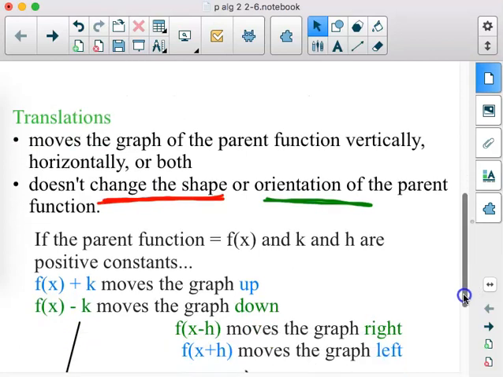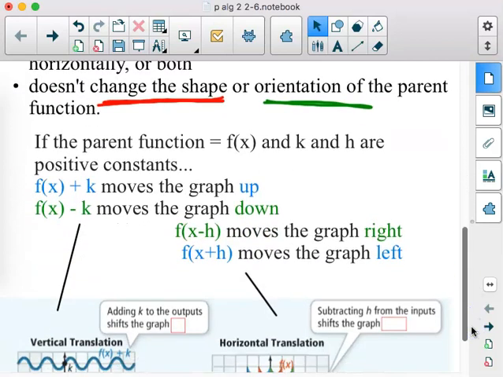So it's literally just like taking the function and sliding it left, right, up, down. So down here, it says if the parent function equals f of x, so some function, and k and h are positive constants, well then if we have f of x plus k, and notice the k is outside the parentheses, that plus k is going to move the graph up.